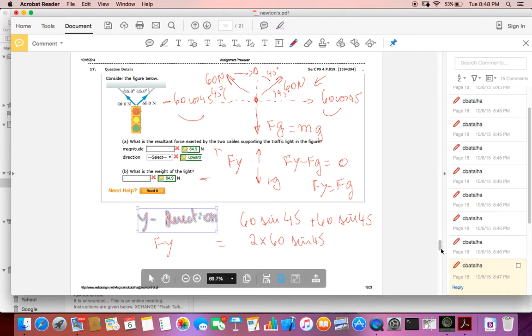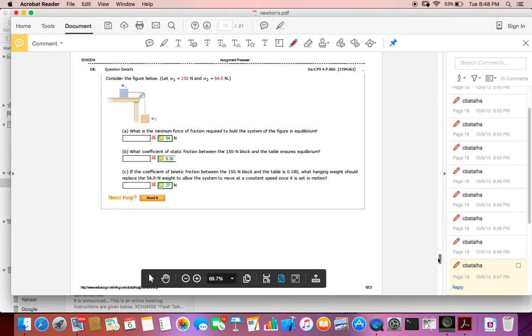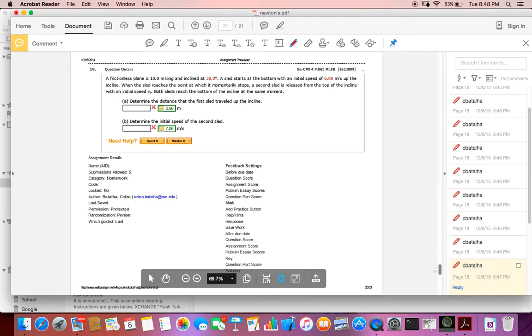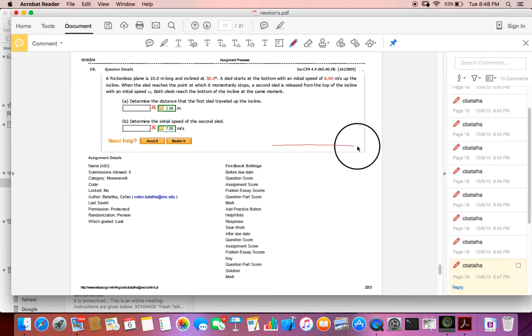The other problem the student asked to solve, I think was the 19. A frictionless plane is 10 meters long and inclined. So we have something like that. The plane is 10 meters long, so this whole distance here is 10 meters, and it is inclined with an angle of 38 degrees.